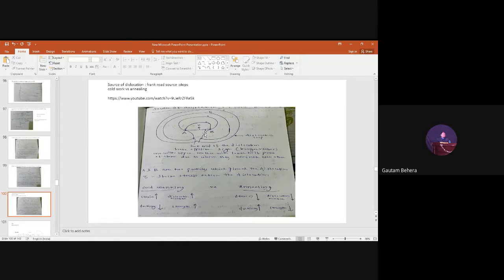But now what happens when the bowing is up to this extent, the fourth stage? You can see this is one end of the dislocation, this is another end of the dislocation. This part of the dislocation is of opposite sign to this part. Or suppose this is an upright dislocation, this is an inverted dislocation. So what will happen when two dislocations are of opposite sign? What happens to the dislocations?